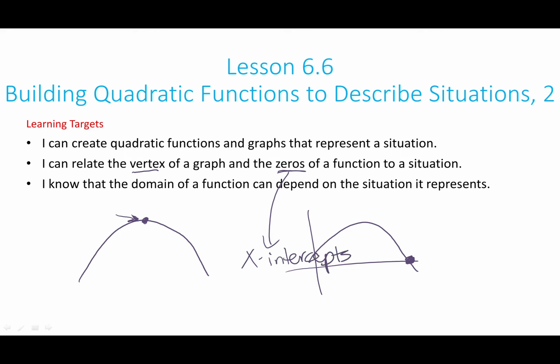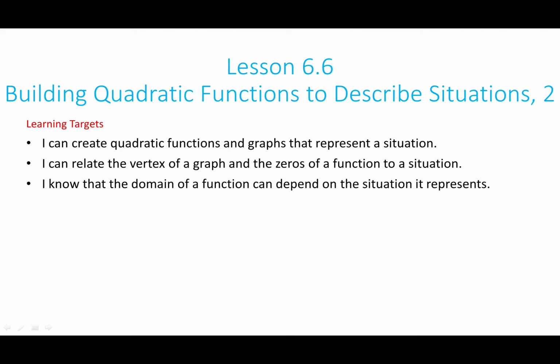All right. And the third one is that you know that the domain of a function can depend on the situation it represents. Remember that domain means the input. So if I get rid of some of this, the domain, remember that that means possible inputs. And for today, that's going to be time. So what are the values for time that make sense for the situation that we're representing? All right, let's go ahead and get started.